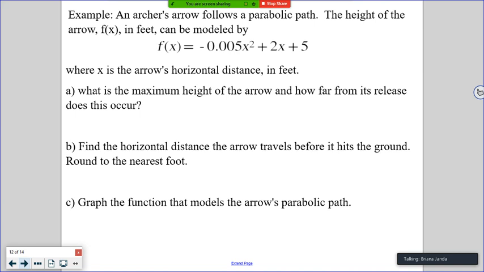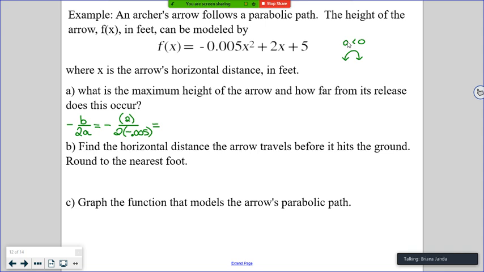So again, when they're asking us the maximum height and where, we look at our vertex. Where is our x value? Maximum or minimum is our y value, right? So that's where we start this one, is just find your vertex. Negative b over 2a, plug that back in to find the y value. While you're doing that, I will point out that our a is negative. So again, kind of visualizing what's going on, we've got this arrow shooting up into the air and coming back down, making this upside down parabola. So we would start with our negative b over 2a, which would be negative 2 over 2 times negative 0.005.